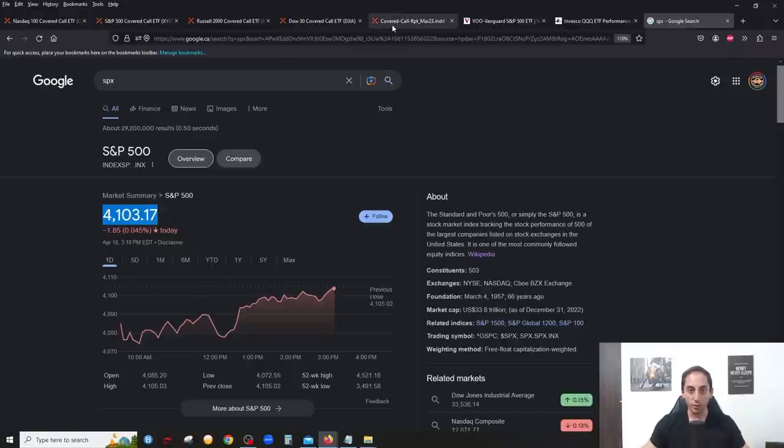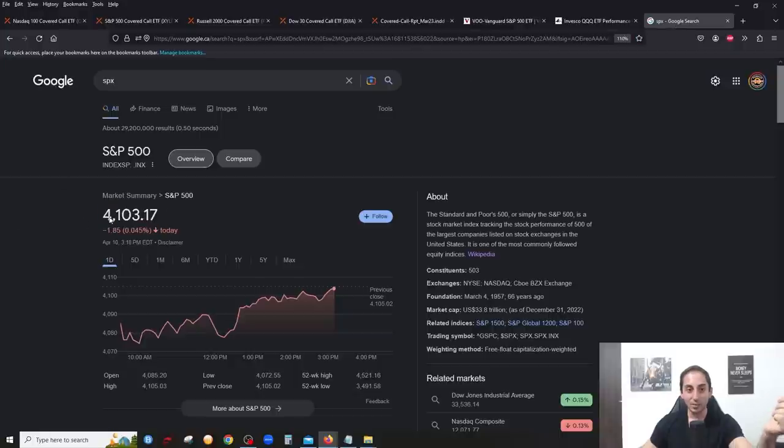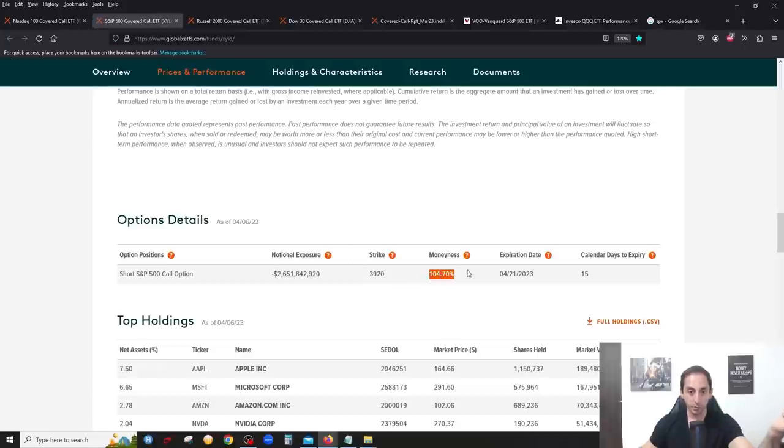It's at 41.03 right now, which is exactly why the moneyness is 104%, right? So if the strike is 39.20, they wrote it at 39.20. If today this would be 39.20, you would basically see 100% here, right? If it would be 3,900 or 3,800, lower than the strike price, you would see 99%, 98%, which means that the call will not be exercised. It's going to expire worthless.